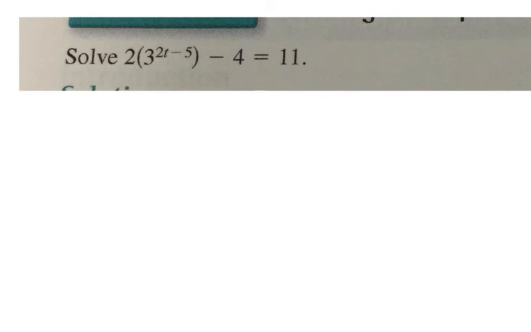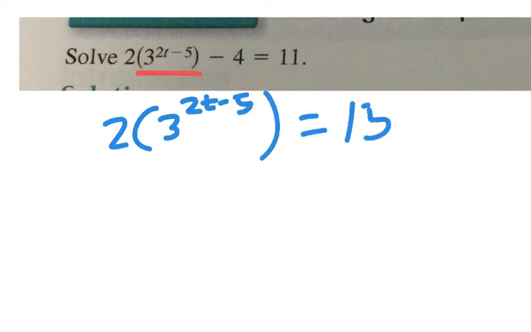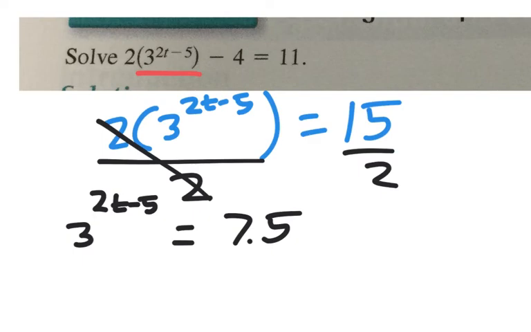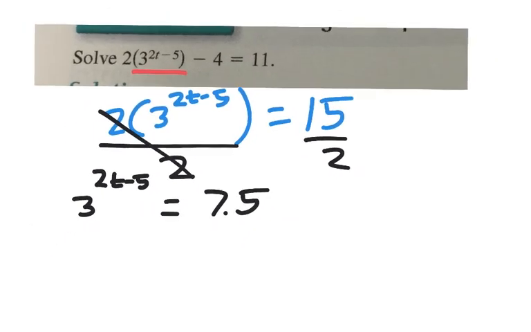Okay, so I've got 2 times a power, and you can see that my variable is in the exponent of the power. Minus 4 equals 11. So what I need to do is isolate the power. I want to get this by itself. So the first thing I'm going to do is add 4 to both sides. So that's 2 times 3 to the 2t minus 5 equals 15. Next, divide by 2. So I get 3 raised to the 2t minus 5 is equal to, I'm going to make it a decimal this time, 7.5. You could leave it as a fraction. It doesn't matter.